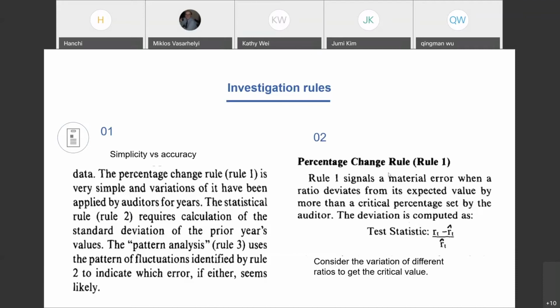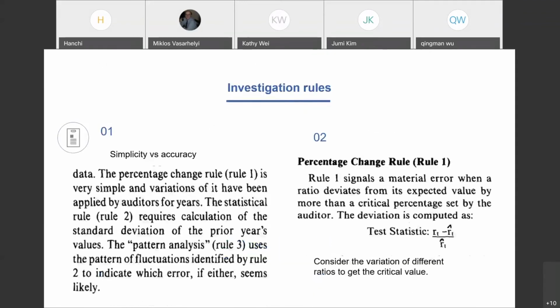The first one is very simple. We can see that the RT here is the value we get, and the R with a cap here is the expected value, which is adjusted by the industry like that. And we think that we should also pay attention to the critical value, because it's very important when we try to do the test.